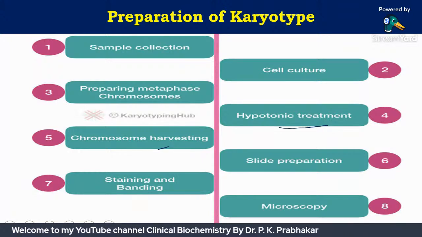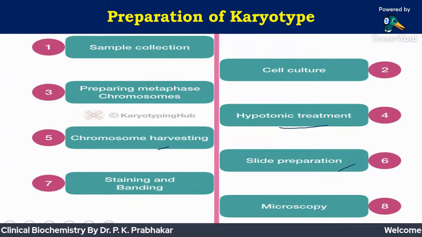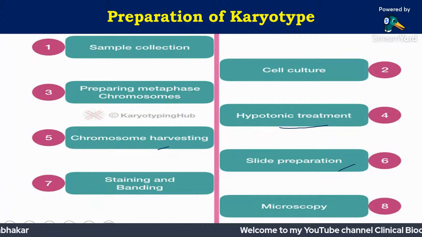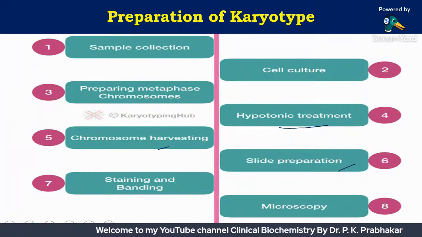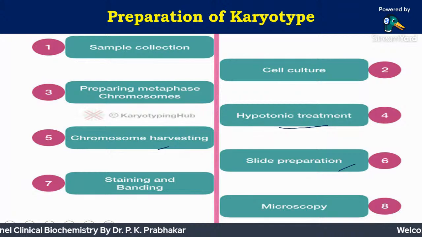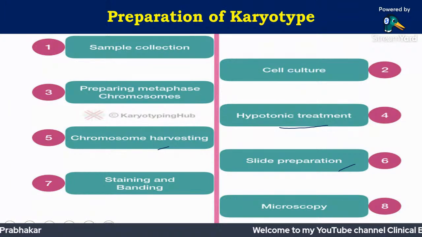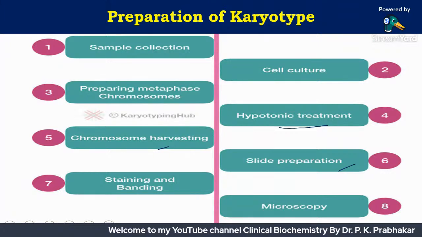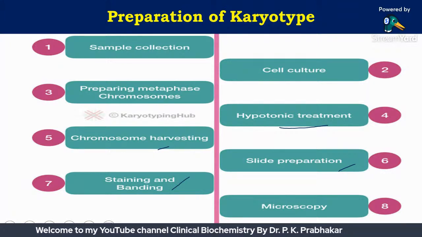Then we have slide preparation, that is the sixth step. The slide preparation technique in karyotyping is slightly different from other slide preparation methods. Here, to separate every chromosome properly, we need to drop the cell suspension from some height onto a pre-chilled, methanol-treated slide, so that once the cell suspension hits the slide, it is immediately fixed on the surface. After that, we are going to stain it for banding patterns.